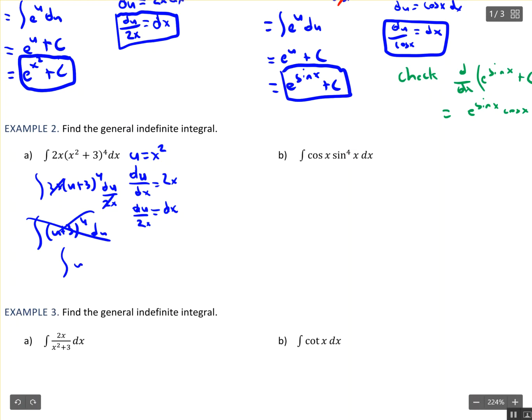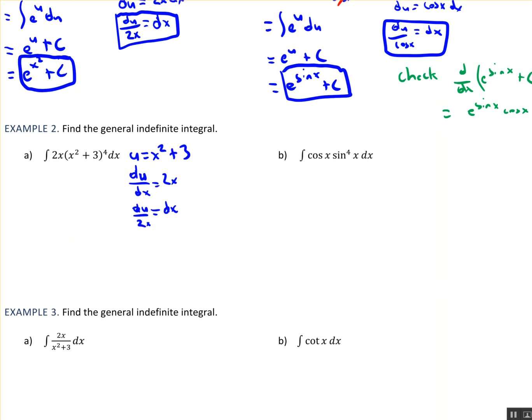Instead, if I had gotten u to the 4th du, I know what that antiderivative is. I can use the power rule. It's u to the 5 over 5. So maybe let's go back to the drawing board and see if we let u be that whole thing in the set of parentheses. So if I let u equal x squared plus 3, well, what's the derivative of that?